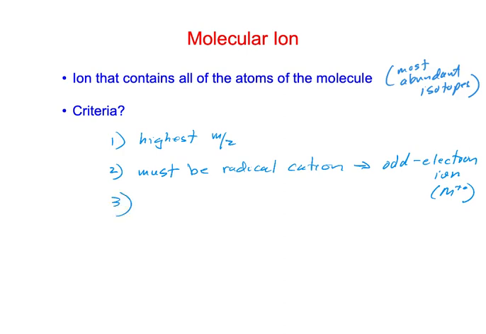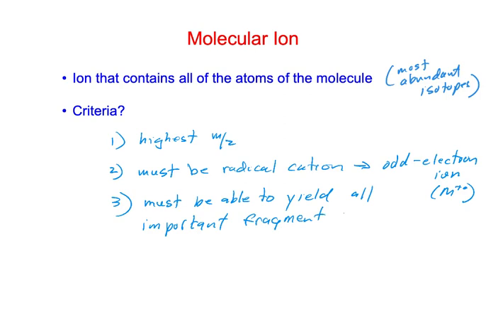And 3 is that it must be able to yield all of the important fragment ions through logical cleavages, logical losses.